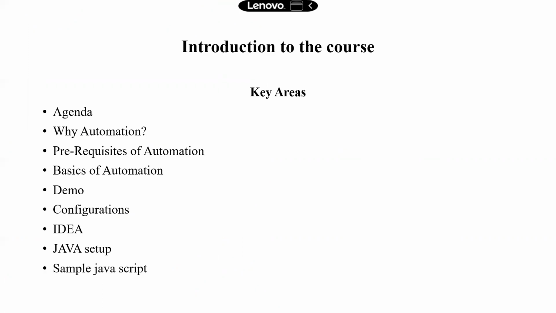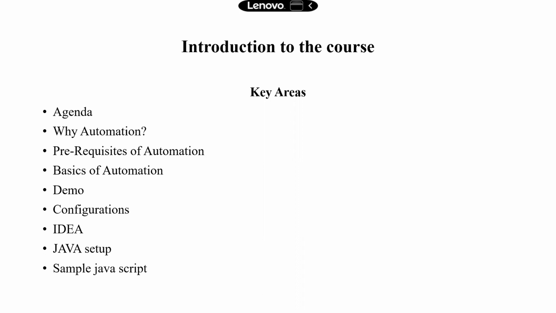I will be telling you the basic agenda, which I have already explained a little bit. Then why do we automate everything? What are the prerequisites of automation? Some basics of automation. Then I'll be showing you a demo, or you can say a running script, so that you can understand how automation testing goes on. Then we will be doing some configuration. We will be downloading IDEA, the development tool where we will be writing our code. Then we will do the Java setup and write out some Java scripts. These are the key areas we are going to cover in today's class.